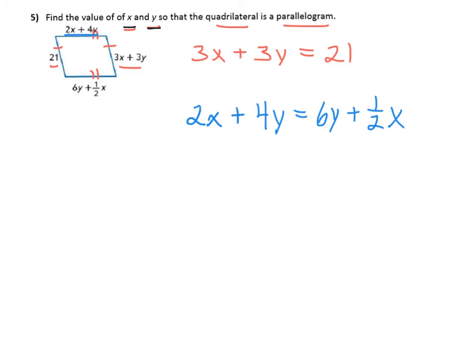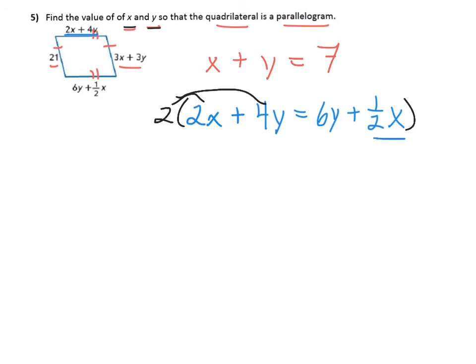First thing I notice for this top equation is I can actually divide everything by 3. So let's start with that and let's simplify that equation. So that's just going to give me x plus y equals 7. Second thing I notice is for this bottom equation is I got this half here. So to get rid of that, to make it a little bit easier so I don't have any fractions to deal with, I'm going to multiply everything in here by 2.